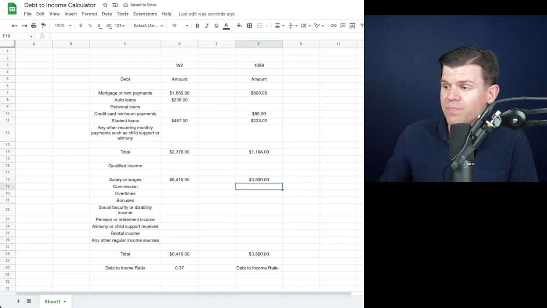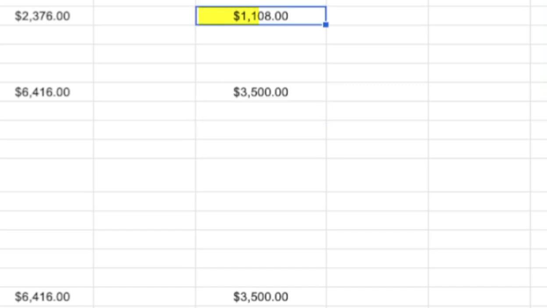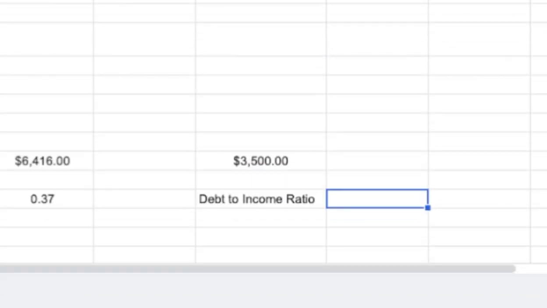That would give you a numerator of $1,108, a denominator of $3,500, and that would generate a debt to income ratio of 0.32, which is pretty good. I mean, that's right in the ballpark of what lenders would be looking for on a loan like this. Unfortunately, though, there's a problem with this.